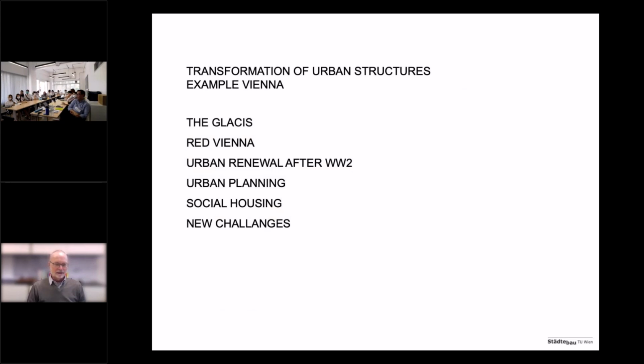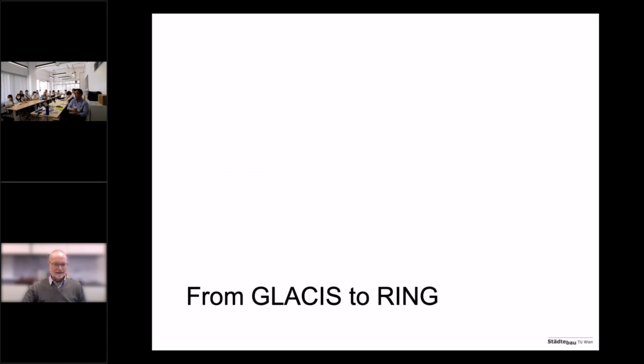Then I will talk a little bit about urban planning, but not too much, about social housing, how it is going on at the moment in Vienna, what are the recent approaches to social housing in the context of the city, and the new challenges that we face nowadays in urban design. So from glacis to ring.